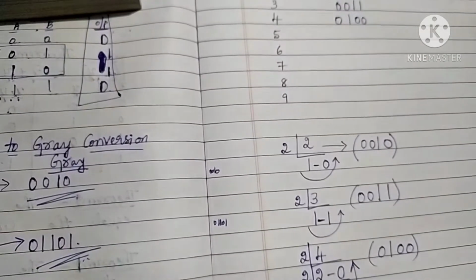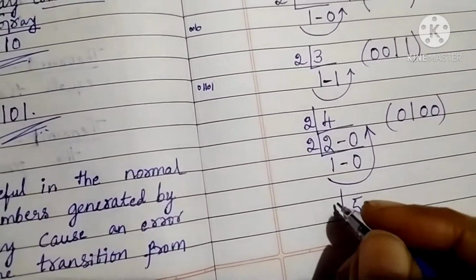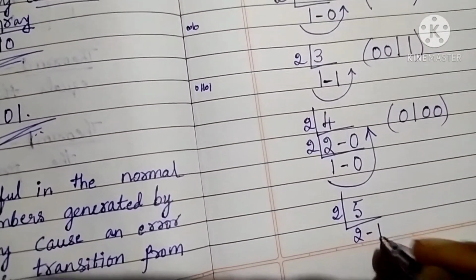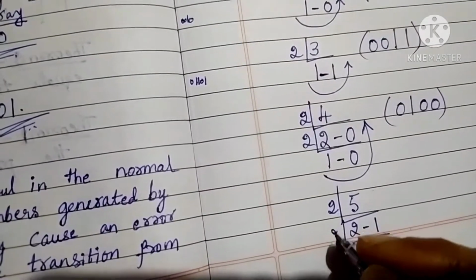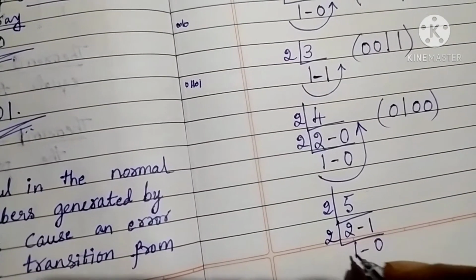Next, 5. Decimal number 5. 2 twos are 4. Remainder is going to be 1. 2 ones are 2. Remainder is going to be 0.